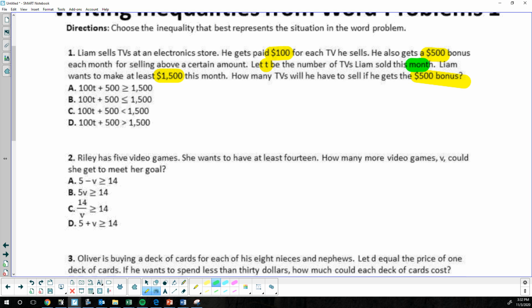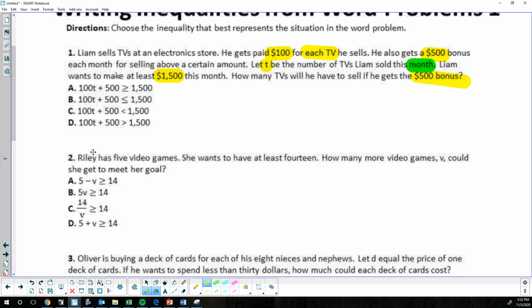So we want to know about 1 month, okay? Because it's 1 month, that means that what's important is each TV. I know it says each right here, but we're only dealing with 1 month, so we don't need to worry about other months. I hope that makes sense.